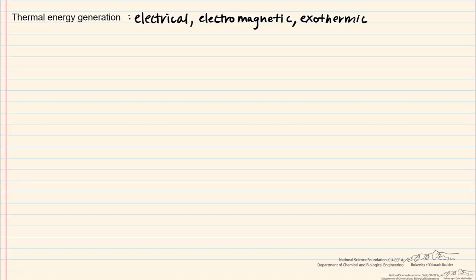Thermal energy can be generated due to conversion from some other energy form. This can include conversion from electrical to thermal energy, from electromagnetic to thermal energy, and exothermic, just to name a few. Generation occurs within the medium, so we consider it a volumetric rate. So in this screencast, we'll look at the temperature distribution for one-dimensional steady-state conduction with uniform generation.